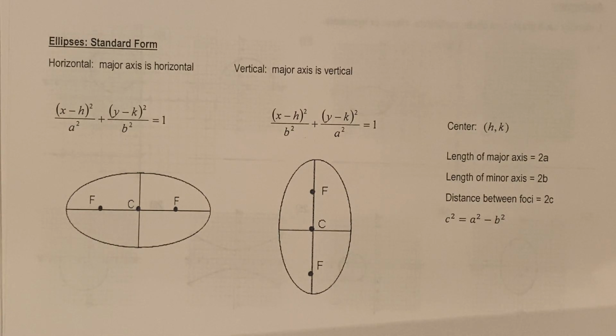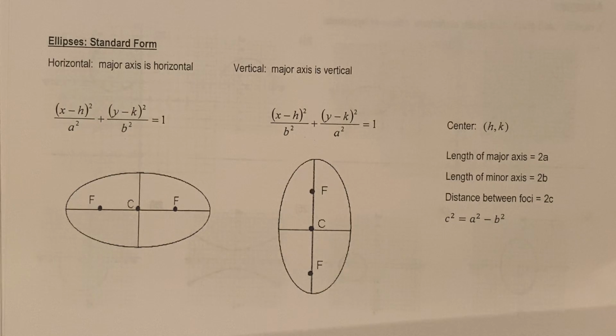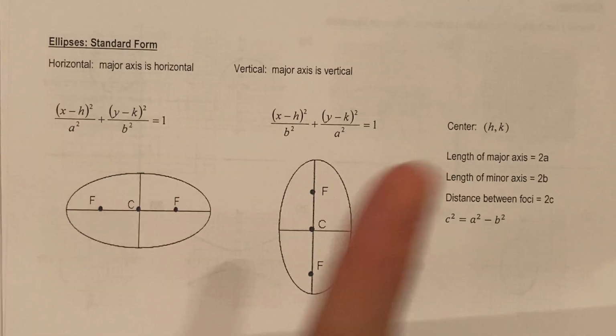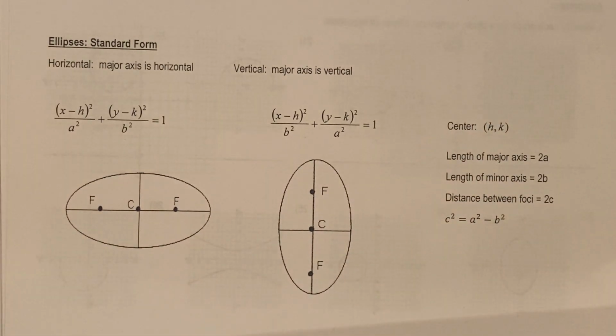In this video, we're going to look at graphing the ellipse. Remember, this is an ellipse, not an oval, so we're never going to say oval, we're going to say ellipse. So there's two types of ellipses. There's the horizontal and the vertical. Obviously, horizontal goes left and right, vertical goes up and down.